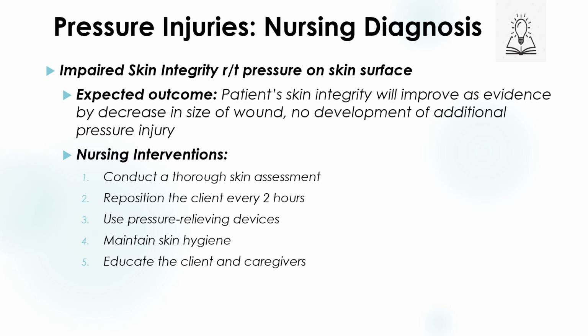So what are your nursing interventions going to be? You at least want to have 5 of them. First, conduct a thorough skin assessment, regularly inspecting the patient's skin, especially over bony prominences, to identify early signs of pressure injuries. The next one would be repositioning the patient every 2 hours, ensuring the patient is turned and repositioned frequently to relieve pressure on vulnerable areas. The third one would be to use pressure relieving devices, such as specialized mattresses, cushions, and heel protectors, to reduce pressure on the skin.